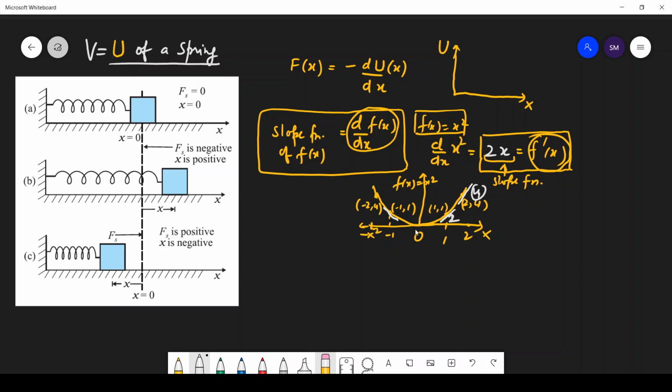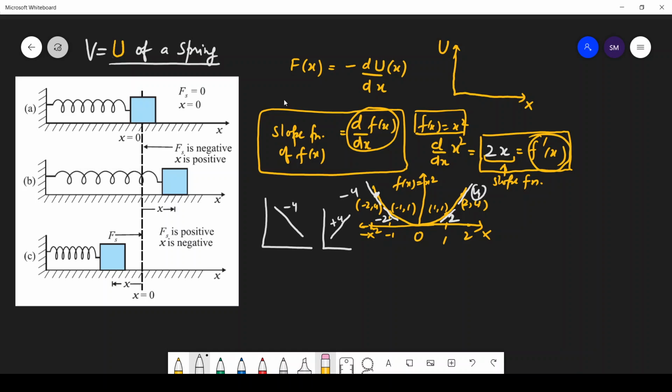Sorry. Here put x equals minus 1. What is the slope? Minus 2. Here put x equals minus 2. At this point, what is the slope? This slope is minus 4. So this is a negative slope, minus 4 suppose, and this is a positive slope, plus 4. So students, I hope you have understood the meaning of this differentiation.